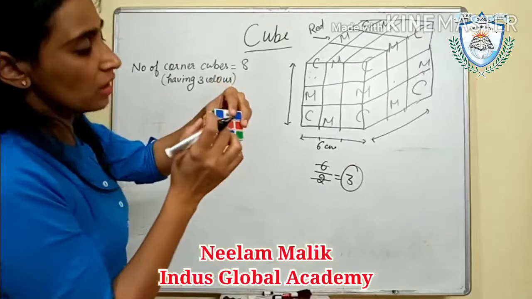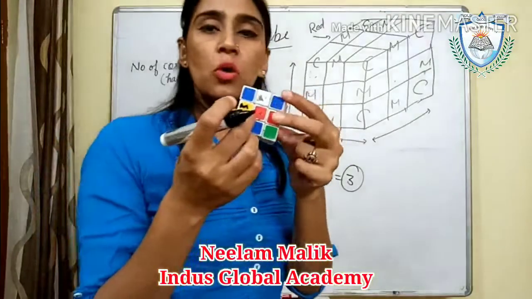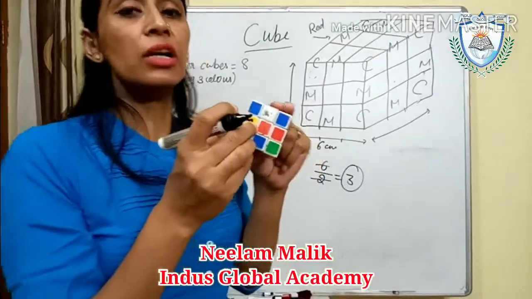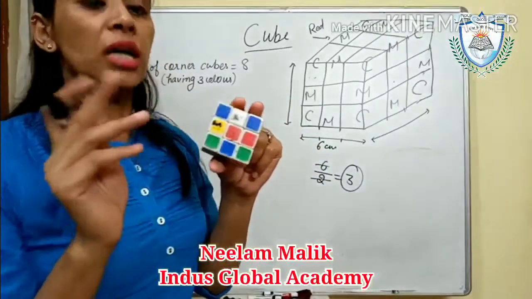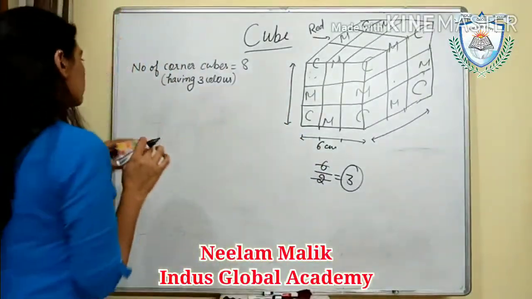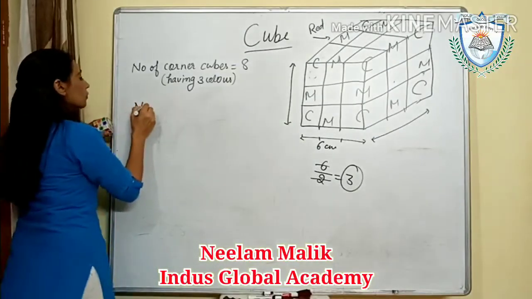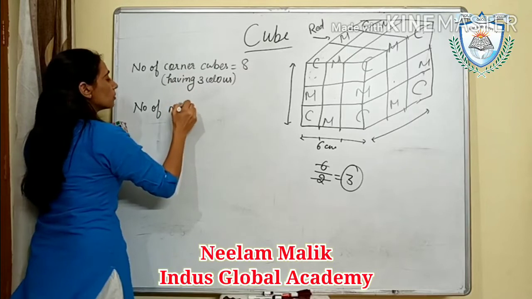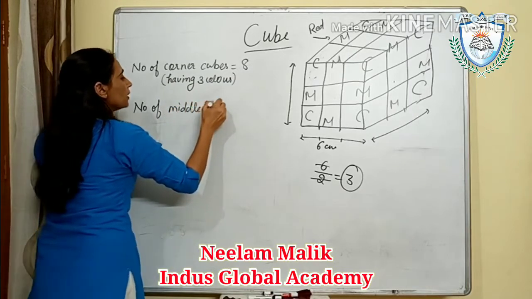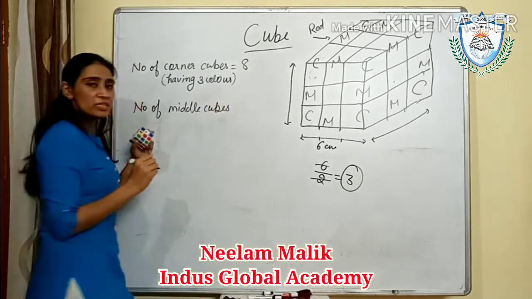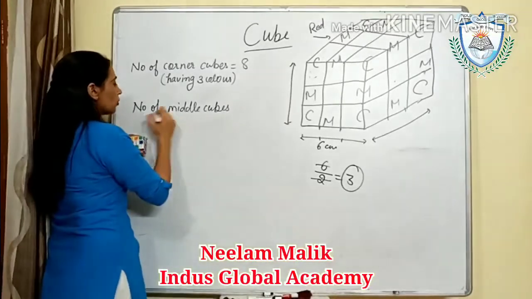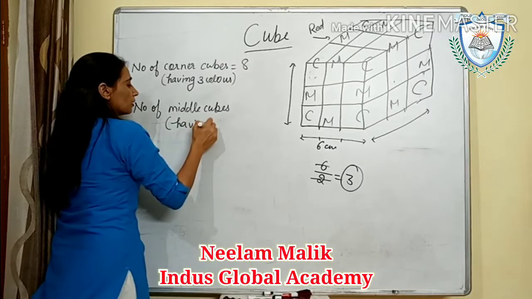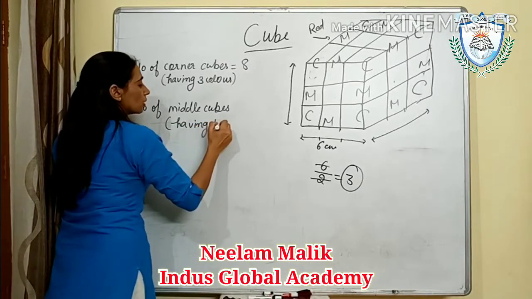Okay. So when we take this piece, or this small cube, from this big cube, it would have 2 colors. So the number of middle cubes, or you can say the number of cubes having 2 colors, that's having 2 colors only.